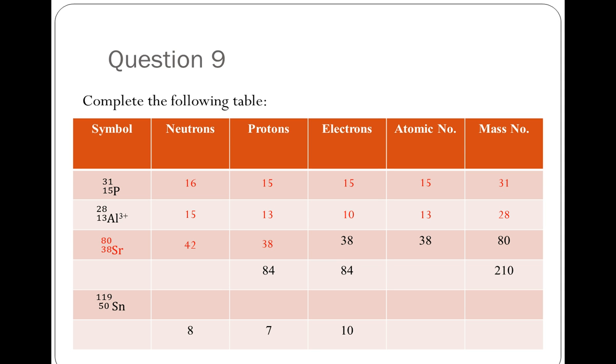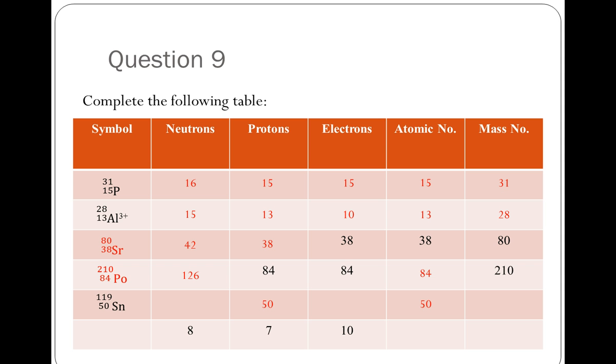The next row, you know that your number of protons is 84, so your atomic number would also have to be 84. And you know that your mass number is 210, so the number of neutrons would just be 210 minus 84, or 126. And if you look it up on the periodic table, the element with 84 protons and 126 neutrons is polonium.